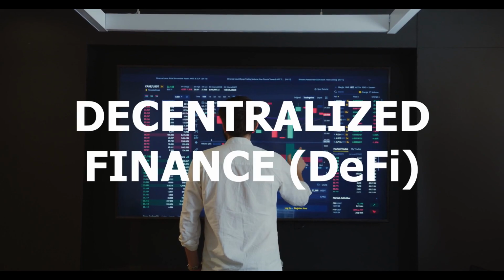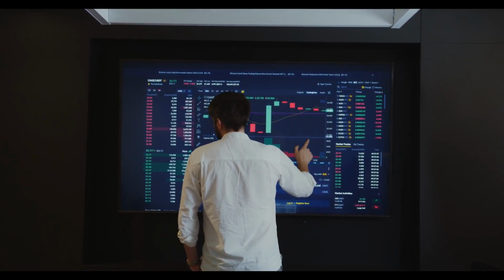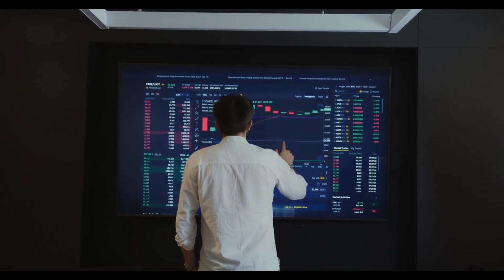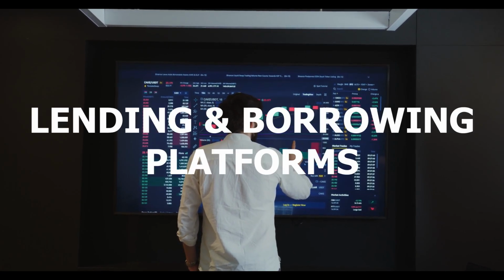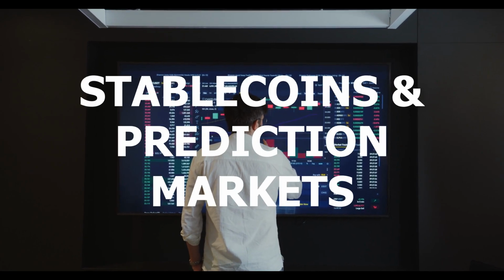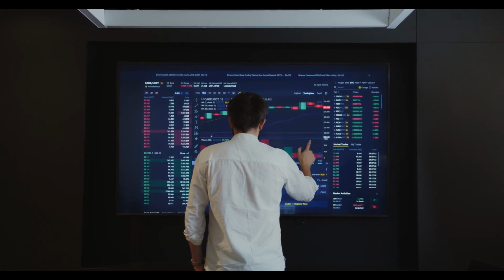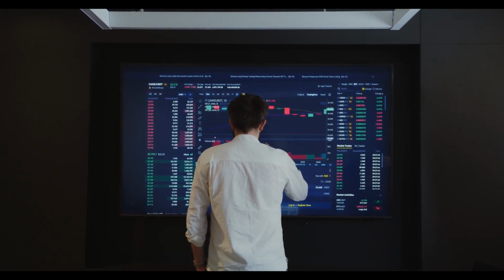3. DeFi, or decentralized finance. Decentralized finance applications on the ETH network have been growing in popularity. This includes lending and borrowing platforms, stablecoins, and prediction markets. This trend is expected to continue, which could drive more demand for Ethereum.